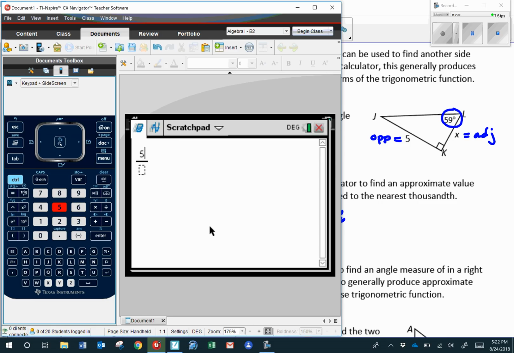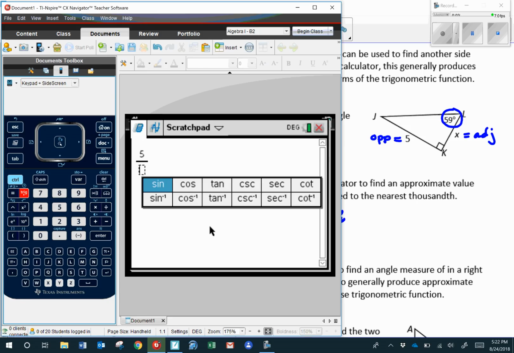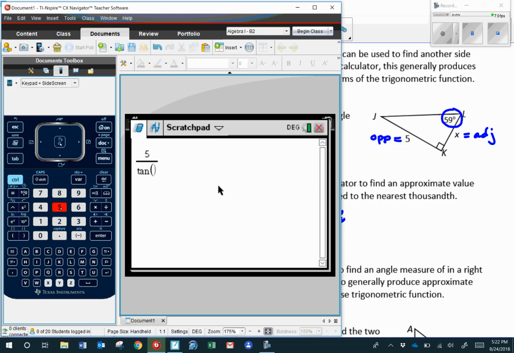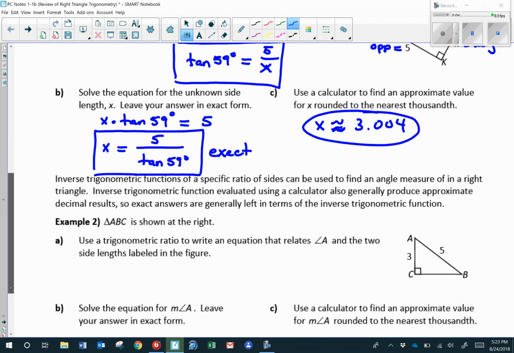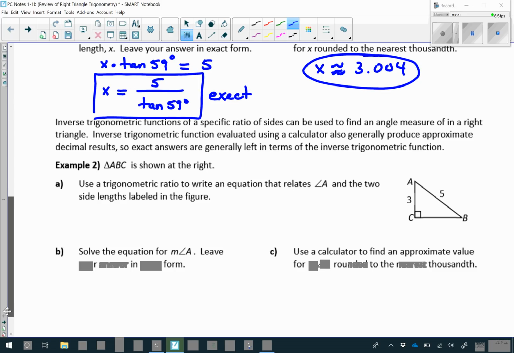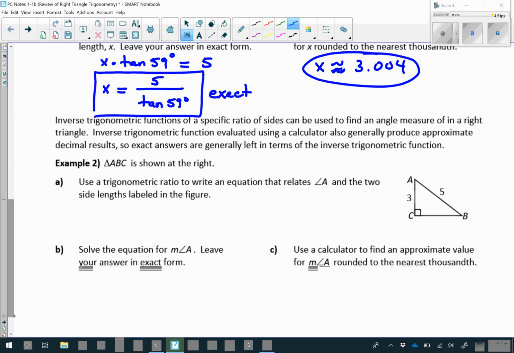It's going to be in our best interest to use that in a lot of cases in this course, so get used to pressing Control and divide to get yourself a fraction, and then put 5 in the numerator, cursor down, and put tangent, which we can go to the trig menu and select, tangent of 59 degrees in the denominator, press enter, and that gets us 3.004, which is our approximate answer. And that's rounded to the nearest thousandth because we already set our calculator in that mode to round to 3 digits after the decimal point.